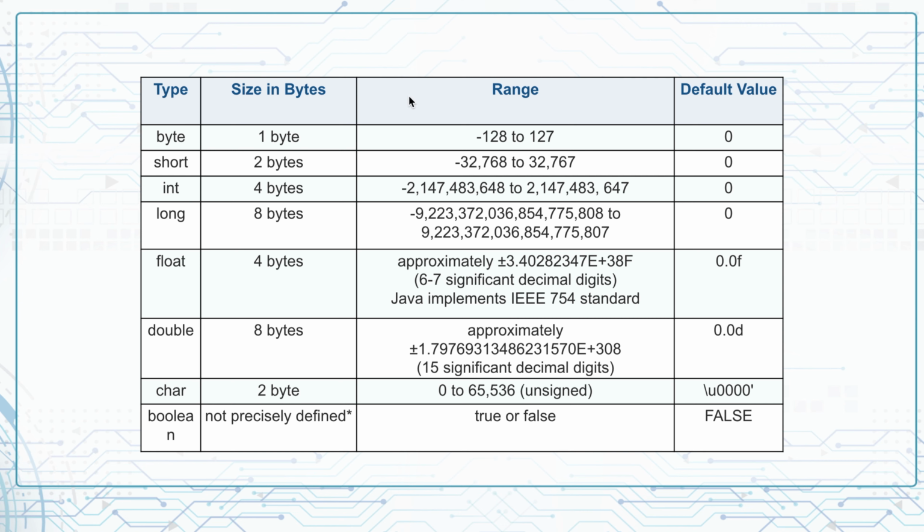You can take a screenshot of this table to save all the values. As you can see, there's a default value for each one. As we said, if you didn't set the value, a default value will be set for you. So in the case of byte, short, integer, and long, it's the 0 value. In the case of float and double, as you can see, it's 0.0f, and for double 0.0d. Char has its own default value, and boolean, you know, it's true or false. The default value is false. So the main difference, as you can see, is the range and the size in memory.